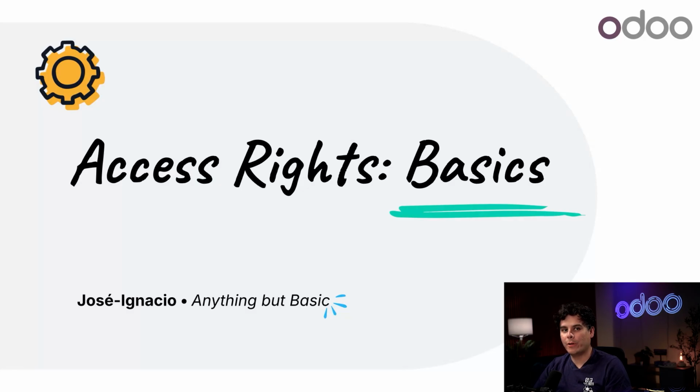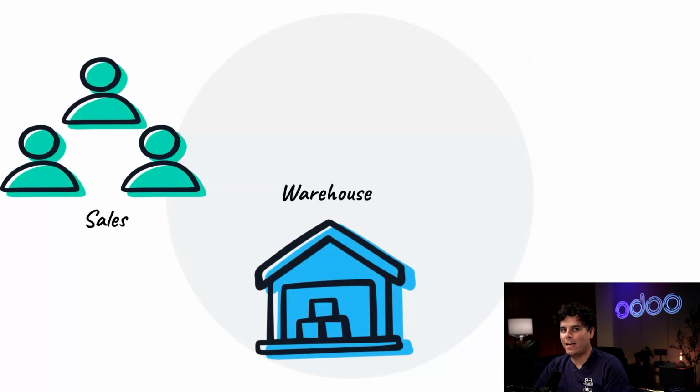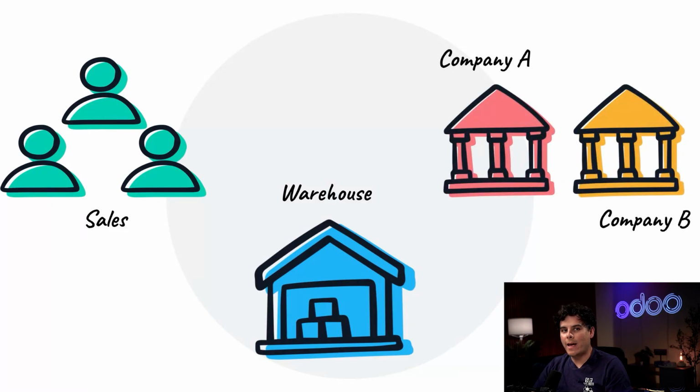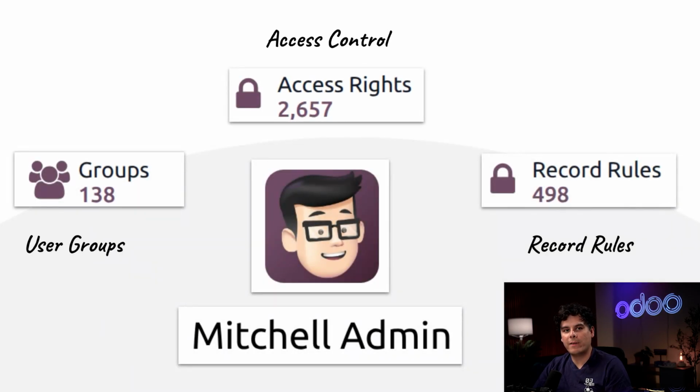Today, we are exploring the wild world of access rights management. Access rights in Odoo define what a user can see and do within the system. Whether you're managing a sales team, a warehouse, or perhaps a multi company setup, understanding how access is controlled is critical for both security and productivity. In this tutorial, we're going to explore the foundational concepts of access rights management inside of Odoo, including user groups, access control, and record rules, while tackling some of the most common questions and issues that users face when permissions don't work as expected. So, enough chit chat, let's jump in, shall we?